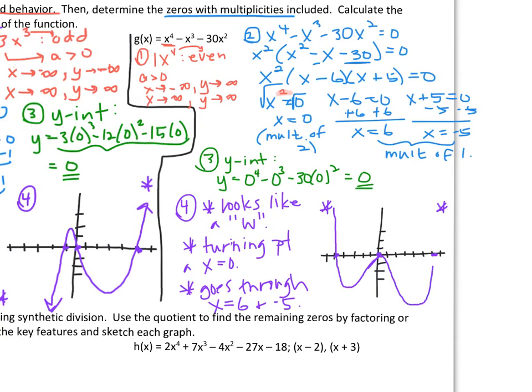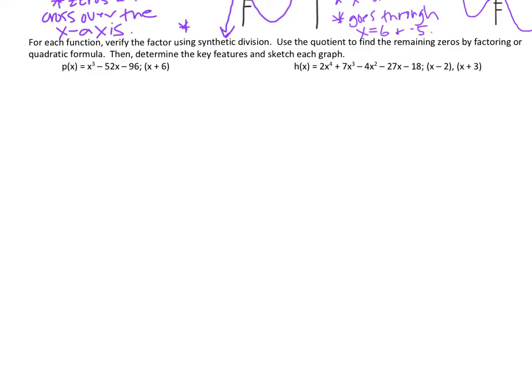Turn again at some point and go up through x equals 6. I'll put my arrows at the top. So it's kind of an abstract looking W, but that's the general shape for this quartic function. The other kind of problems that we'll see look like the problems below. For each function, verify the factor using synthetic division. Use the quotient to find the remaining zeros by factoring or quadratic formula. Then determine the key features like the ones above and sketch each graph.